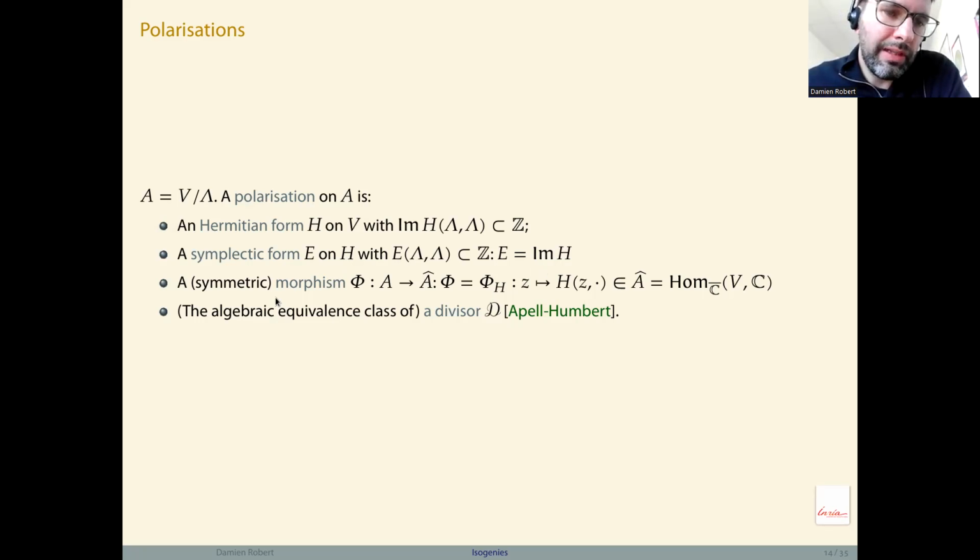Another equivalent description is via a morphism from A to its dual, using the Hermitian map. So this is the map phi H associated to the polarization. And what is interesting from the point of view of algorithms is that a polarization corresponds to a divisor, or more precisely to the algebraic equivalence class of a divisor. And we see that a divisor corresponds to equations and coordinates. So that's what we need for algorithms.